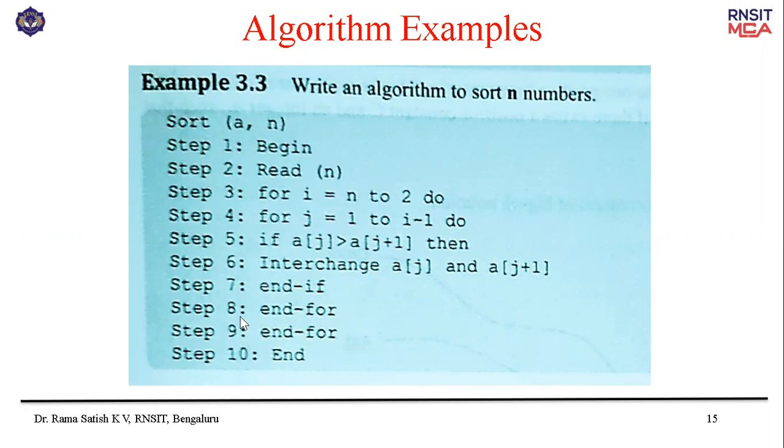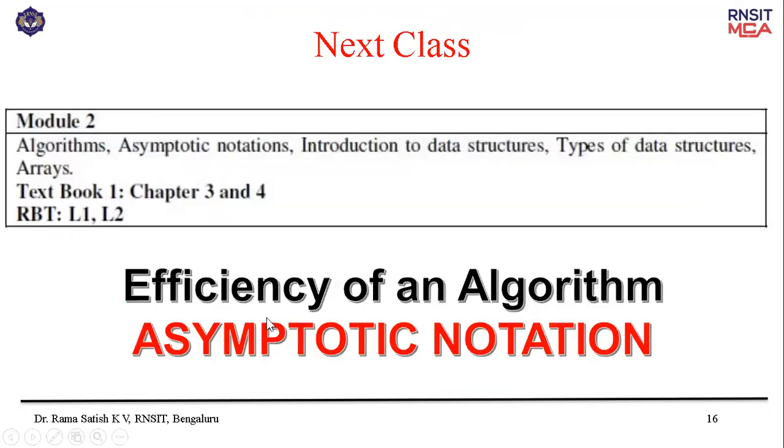In the next class, we'll be talking about the second part, asymptotic notations. What are asymptotic notations used for? To check the efficiency of an algorithm. To analyze the efficiency of an algorithm, asymptotic notations are used.